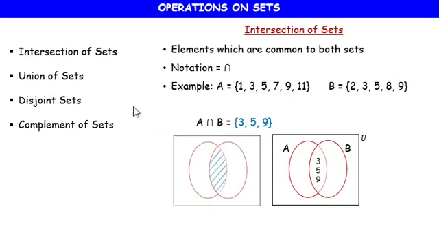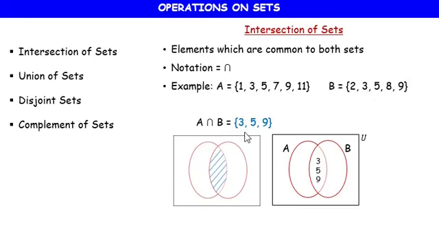So set A is equal to 1, 3, 5, 7, 9, 11, and set B is equal to 2, 3, 5, 8, and 9. Now if I ask you to find A intersection B, by the way, this is the notation of the intersection. It looks like an N, right?